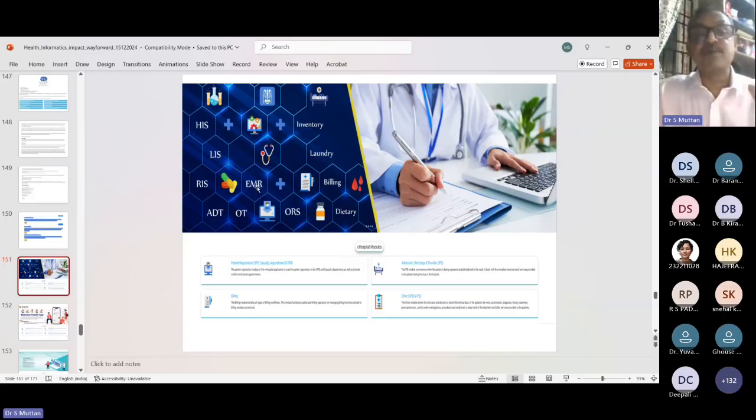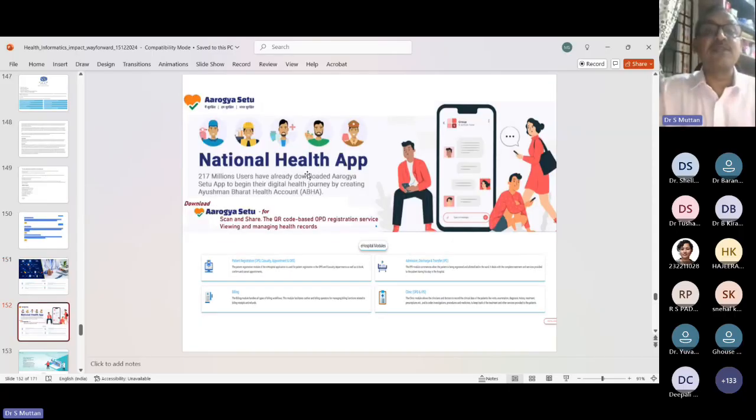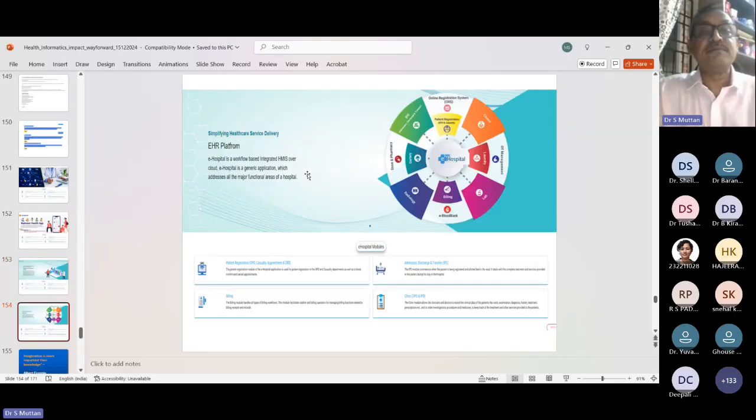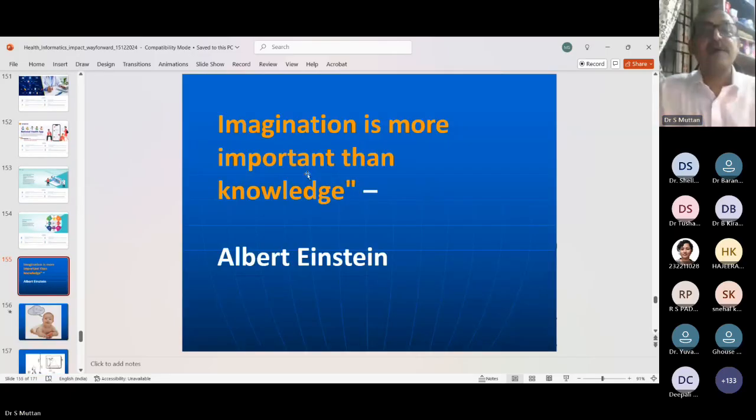See, there are 3 terms: patient medical record, electronic medical record, health medical record. All 3 are different. Kindly go through the definitions. So billing, all this put together is health informatics. National health apps are there. Then the EHR platform. Yes, I think I have come to an end.